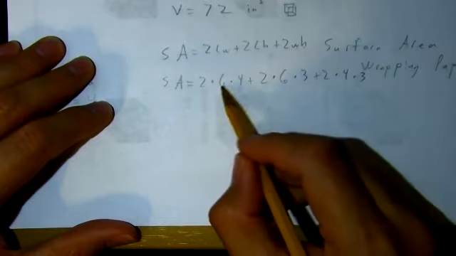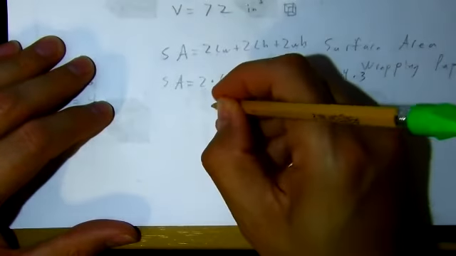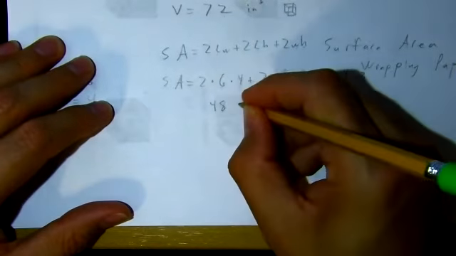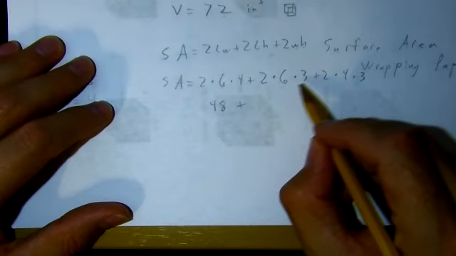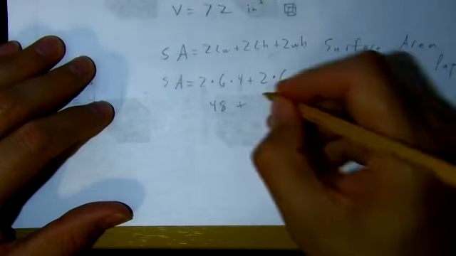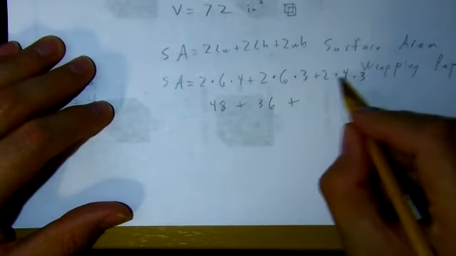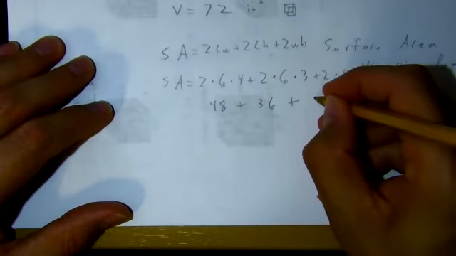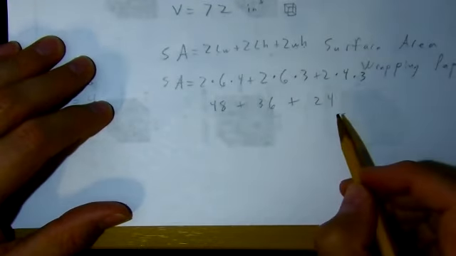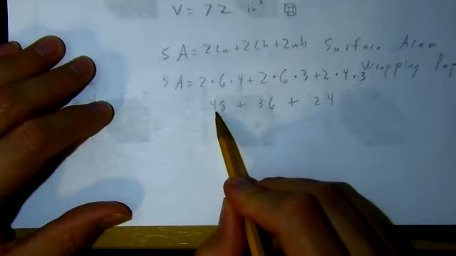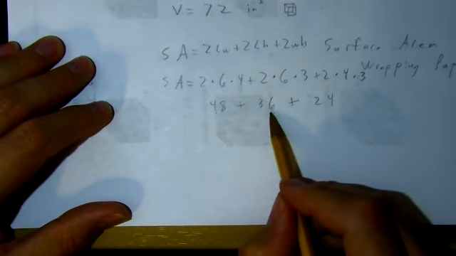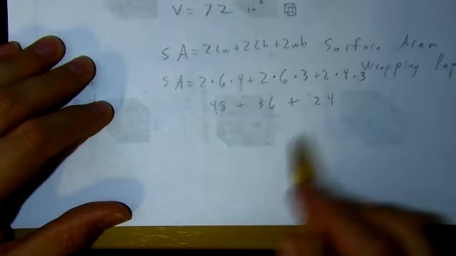So 2 times 6 times 4 is 48, plus 2 times 6 times 3 is 36, plus 2 times 4 times 3 is 24. Now if I add all those together, 84, 108.